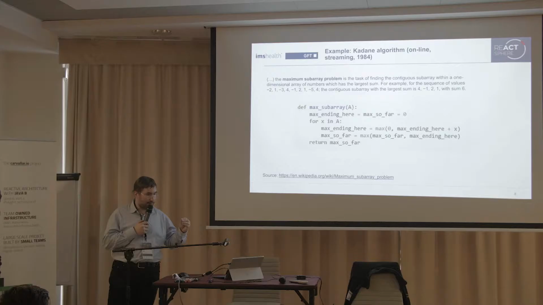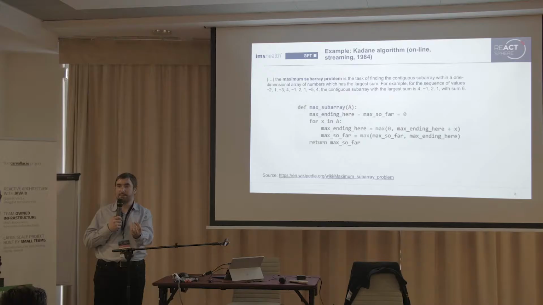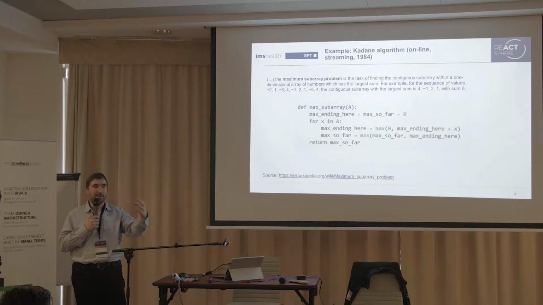So let's say you have one big array of numbers. They can be positive, some of them can be negative. So if you had a negative number, then it means that your sum will go down. So you want to process this array and find the maximum length, or maximum sum, contiguous subarray.